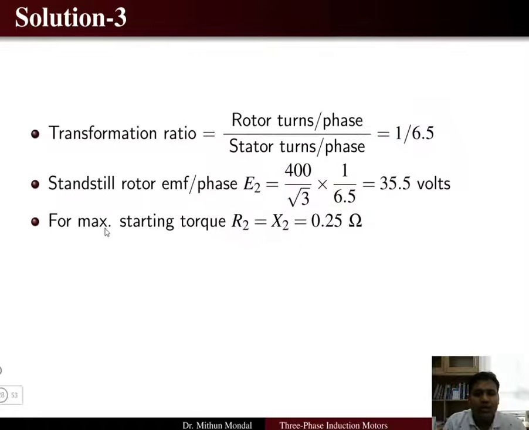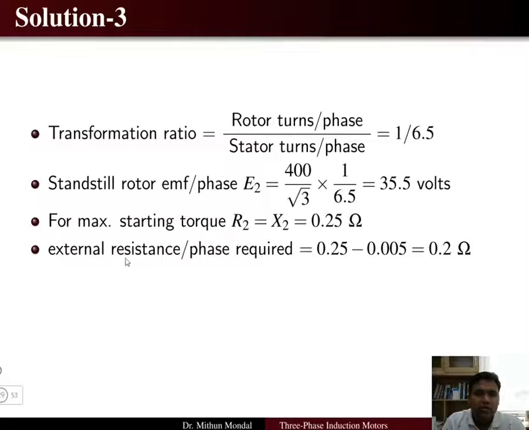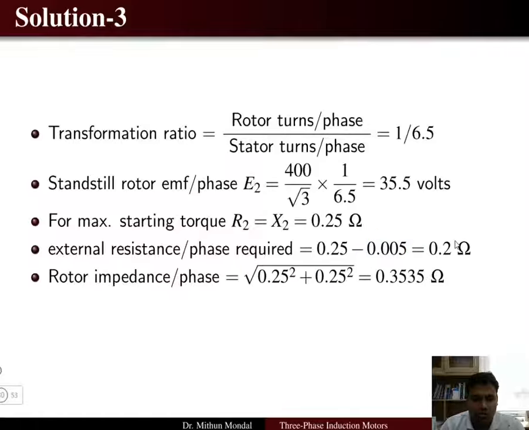Now we know the condition that the starting torque will be maximum when the rotor resistance and standstill reactance are equal, and this is given as 0.25. So R2 has to be equal to X2, which is given as 0.25 ohms. It means that the external resistance that has to be added per phase is basically 0.25 minus the resistance which is already given for the rotor circuit. So this comes to be 0.2 ohms.